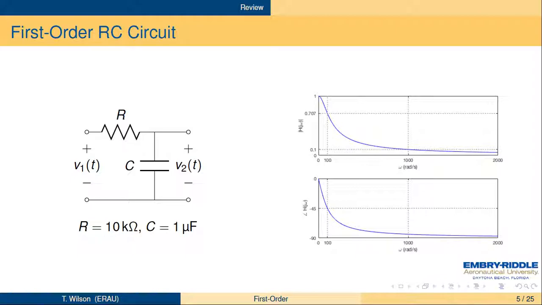And then at 1,000, the gain is down to 0.1, and it keeps going down. The angle decreases from 0 to minus 45 degrees at the corner frequency of 100, and then it decreases asymptotically to minus 90 degrees.